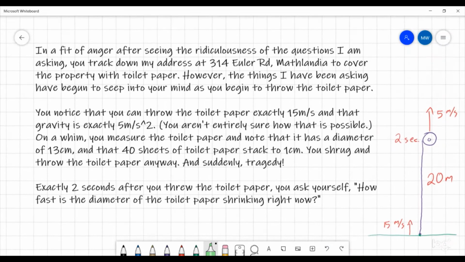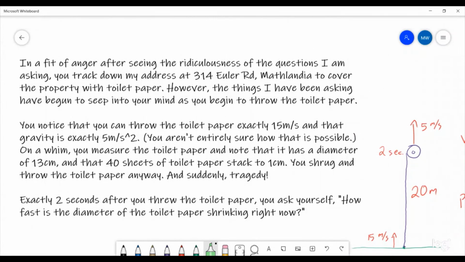So what do we need to do? We are going to need to somehow relate the rate that the diameter of the toilet paper is changing to something else. Okay? So now here's how we're going to be doing that. We know how much toilet paper has been pulled out. We know it is 20 meters long. And we also know how much it was originally.